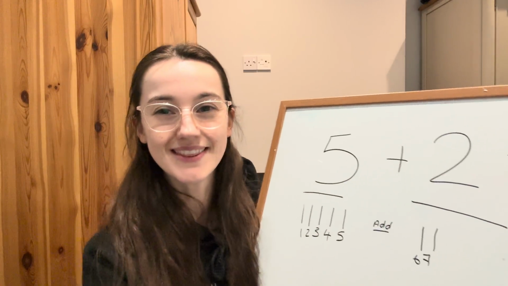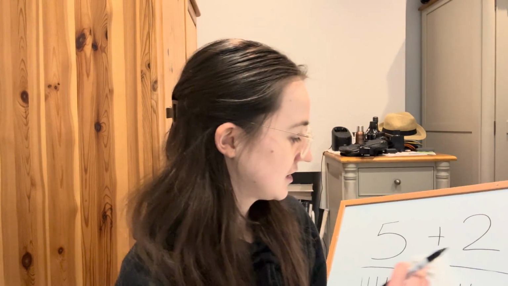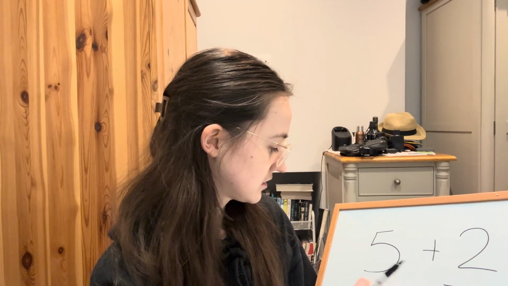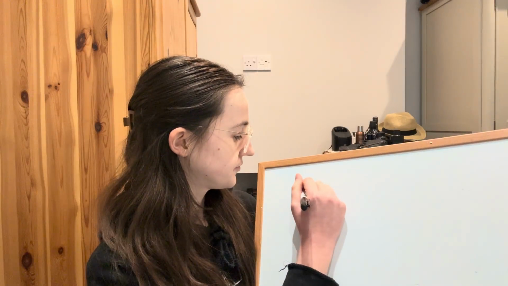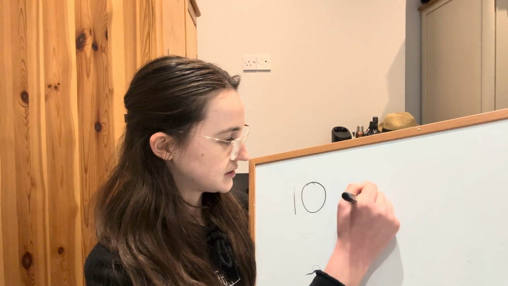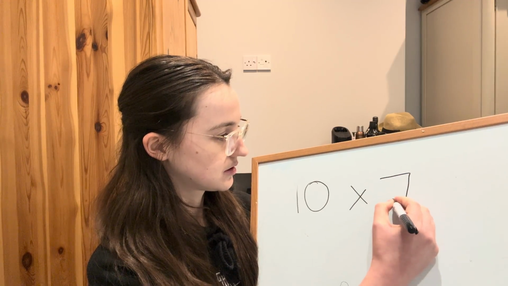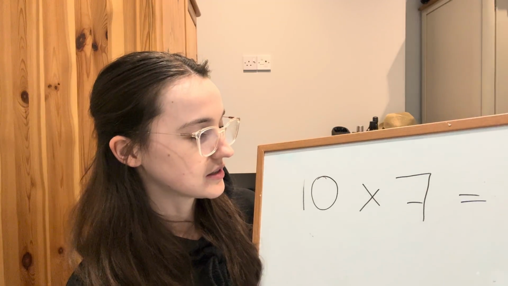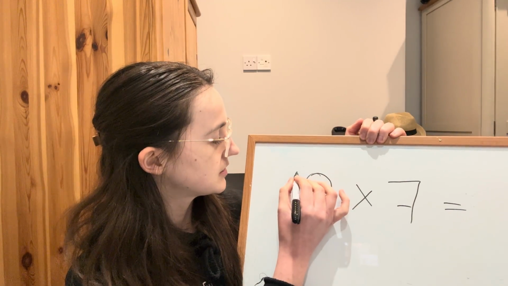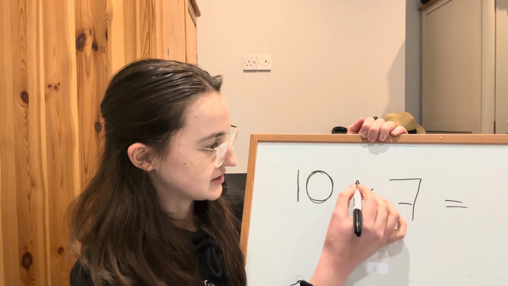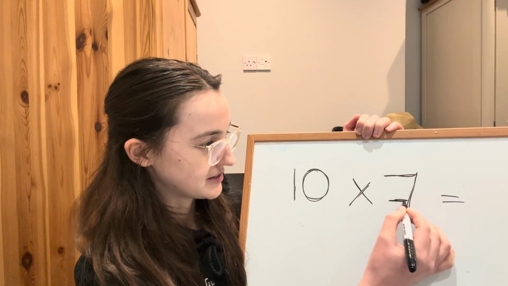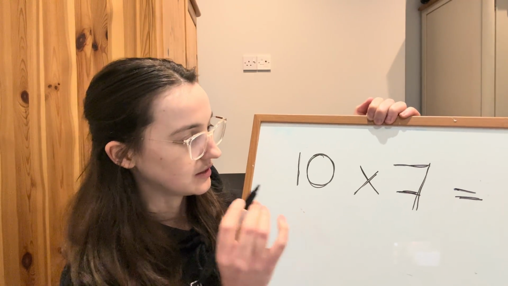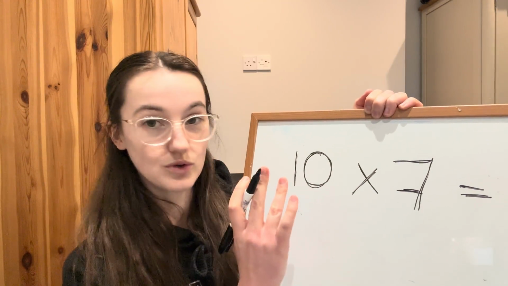Alright. That was pretty straightforward, yes. Okay, so your next one is 10 times 7. Okay, so this is a little bit trickier. This means that you need to times the amount of 10 by 7. So that means you've got 7 lots of 10, or 10 lots of 7.